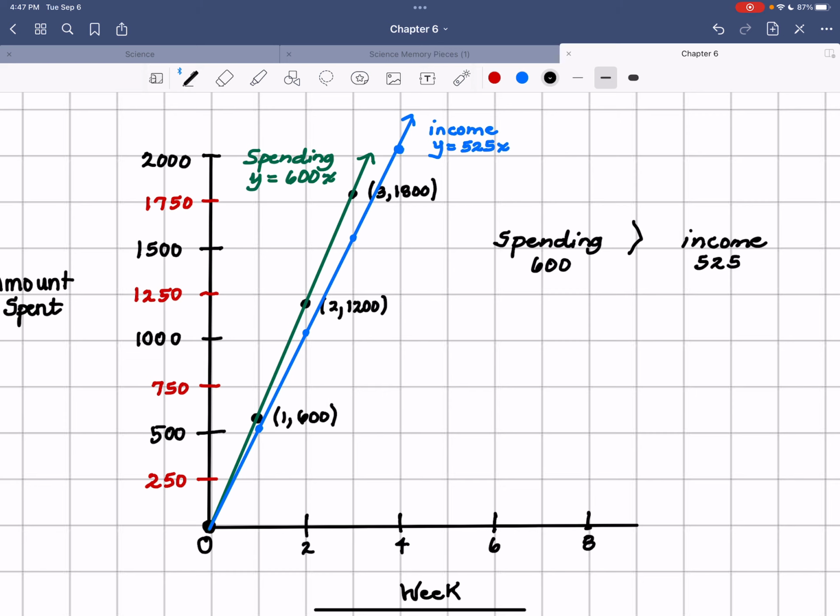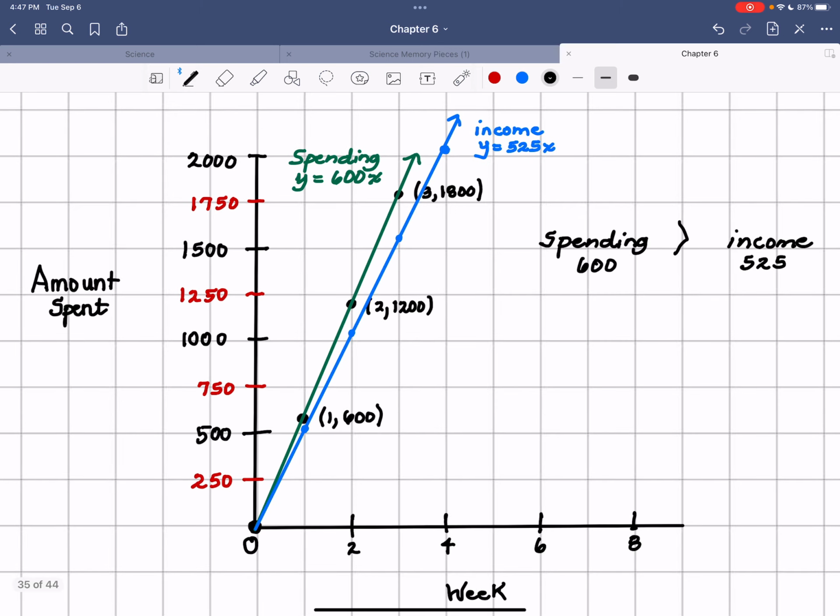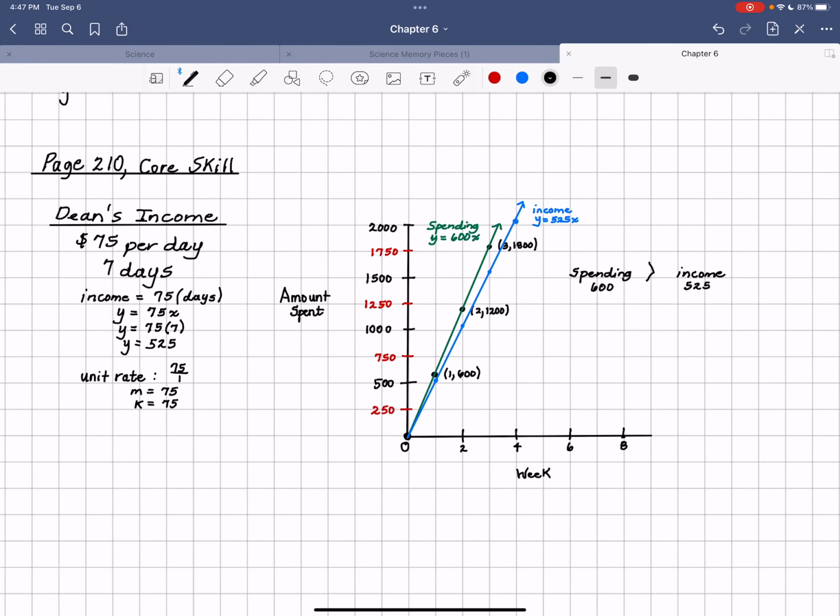And here's the rest of the story on page 210. To determine whether Dean's pay supports his spending, you will have to compare the amount he earns to the amount he spends. Notice that Dean's spending is described weekly, while his pay is described daily. I didn't even notice that. I'm so used to doing these and just converting units, but that's true. His pay was given in terms of days. His spending is given in terms of weeks. You will have to use reasoning to compare weekly amounts to daily amounts.